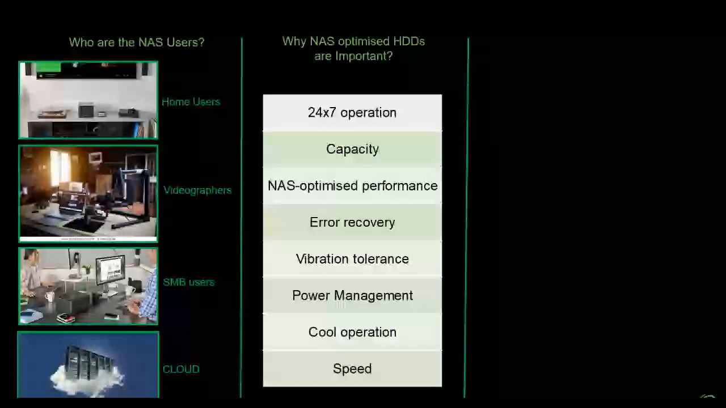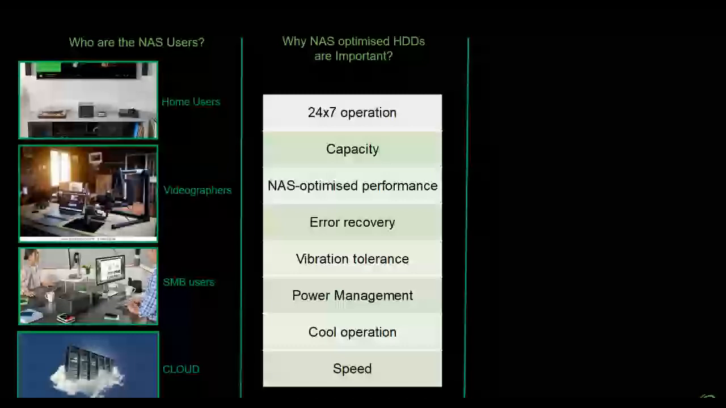So whenever you want to use a hard drive, these are the elements you need to see. First, how long is the NAS device going to be working? Is it a 24/7 operation, or just about 8-9 hours in a day? Then it's very important to consider capacity. If you're a home user, capacity is probably not a big thing that you require. But if you are an SMB user or a cloud user, capacity becomes extremely important.